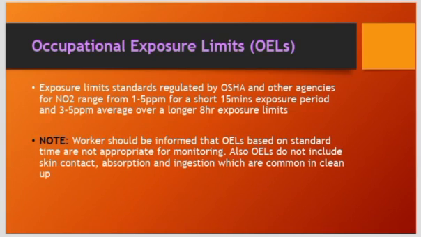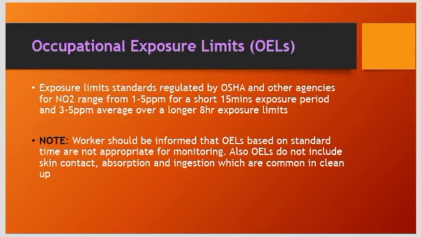Now, the occupational exposure limit, the OEL, is the exposure limit standard regulated by OSHA and other agencies. For NO2 it ranges from 1 to 5 ppm for a short 15-minute exposure period and 3 to 5 ppm averaged over a longer 8-hour exposure period. That is to say, the limit of exposure allowed to this NO2 for 15 minutes is within 1 to 5 parts per million, you understand? And an average of 3 to 5 parts per million in a longer 8-hour exposure, you understand?